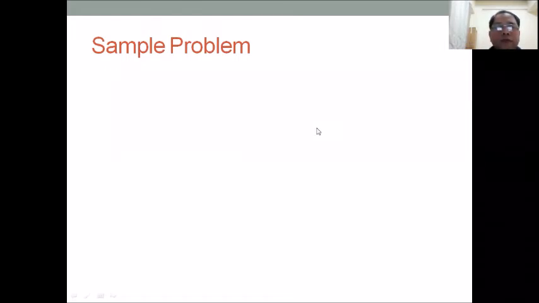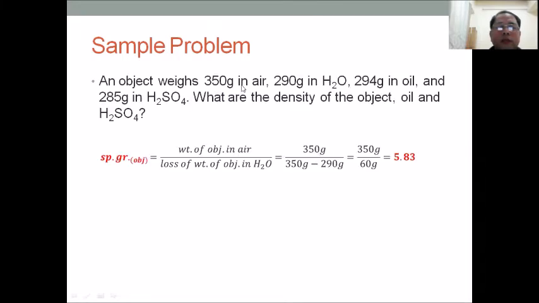So we are given here an object that weighs 350 grams in air, 290 grams in water, 294 grams in oil, and 285 grams in sulfuric acid. So we have three different liquids where we will be submerging an object. Maybe this is some kind of a metal or whatever. But this has a weight in air of 350 grams.